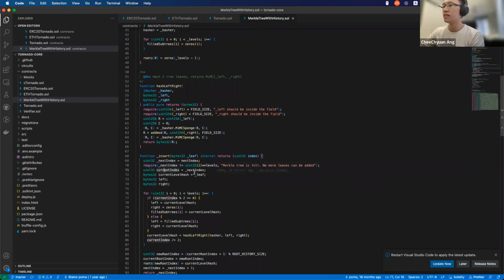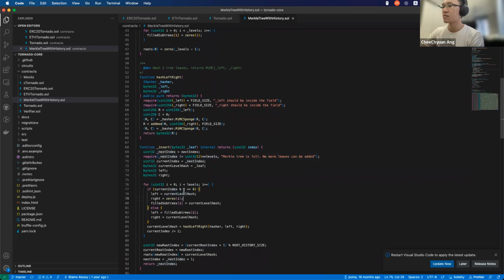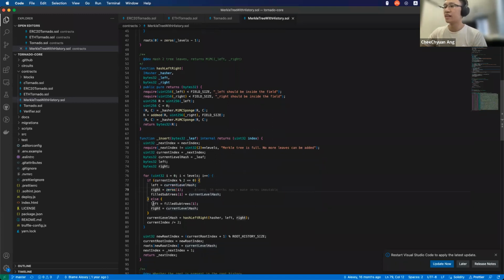And then this is where the index comes into play. This one checks if it's an even number. So if it's an even number, the left part of the tree will be the commitment that we submit, and then the right will always be 0. And conversely, if it's odd, the left part will be from our filled subtree, which is the left sibling that we stored previously, and then the right will be our commitment.